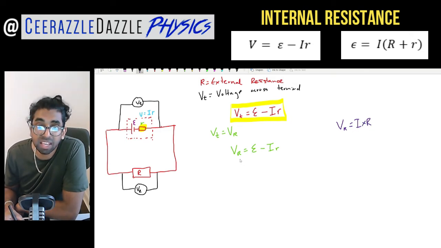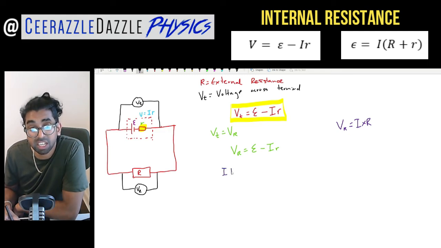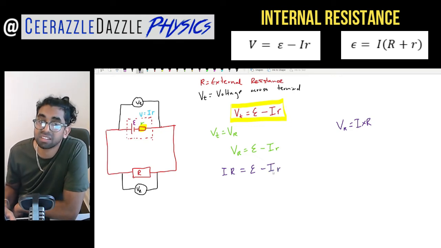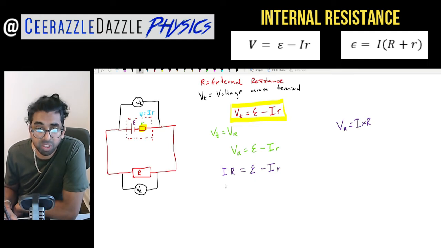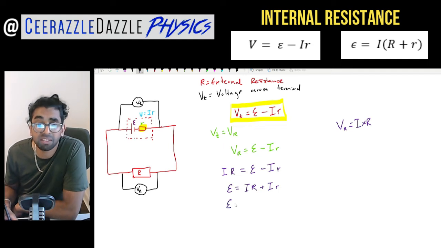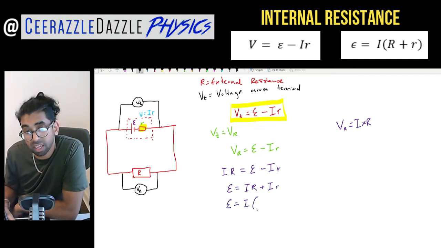I can now plug that into here, and we can get the following expression. The current times the external resistance is equal to the EMF minus I times little r. Fantastic stuff. Now, I'm just going to move it to one side. We can therefore see that E will be equal to IR plus Ir. So we get this expression. We can then factorize: it's equal to I(R + r).